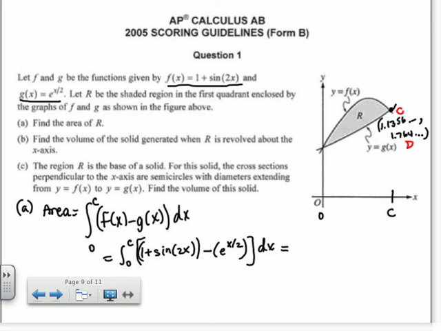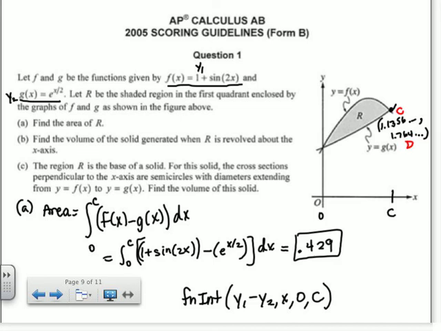Okay, and since I have these saved as y1 and y2 in my calculator, so that was y1 and this one's y2, I'm going to use that to my advantage because now when I set it up on my calculator, I'm going to hit Math 9, which is finite integration. I'm going to have y1 minus y2, and my x values go from 0 to alpha c. So when I input that, I get 0.429. So your answer is 0.429.